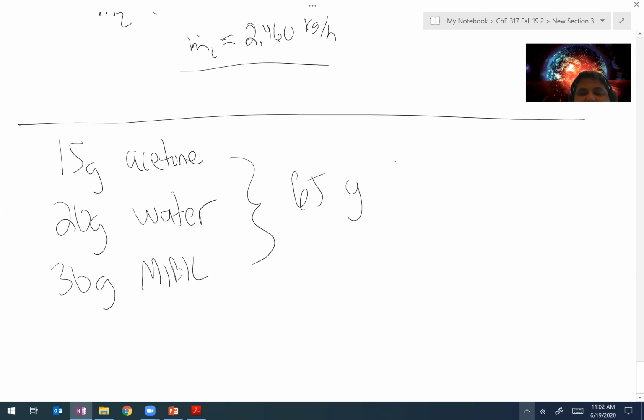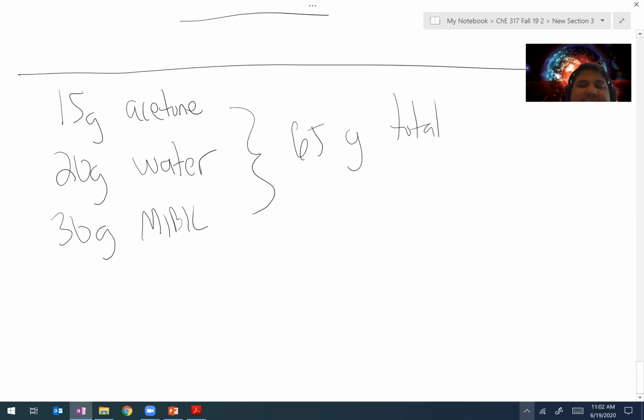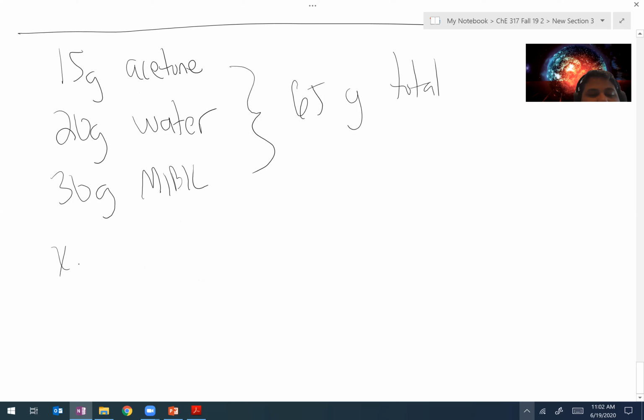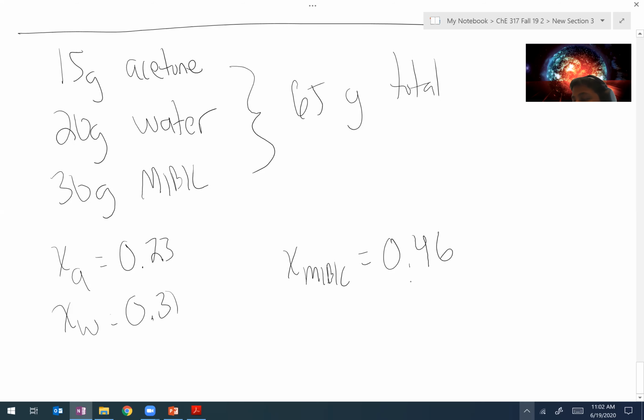So this is 65 grams total. It's actually a lot faster to look at it just in mass fractions. So looking at these in terms of weight percents, the acetone's 23 weight percent or 0.23. The water is 31. And the MIBK is 46.